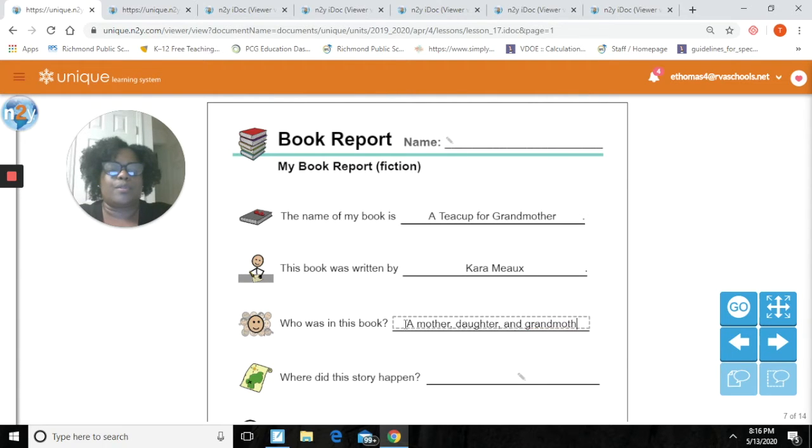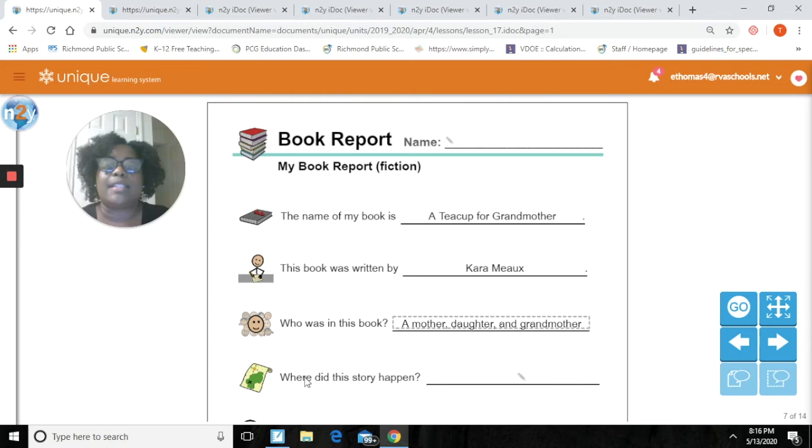Oops. Okay, so it's not going to let me type any further, but if I were able to go further, I would say mother, daughter, and grandmother were in this book, okay? All right. So that may happen. I may start typing, but the program will not let me type any further. So you can complete that, and you can get your parents to help you with the spelling. But anyway, a mother, daughter, and grandmother were in this book.